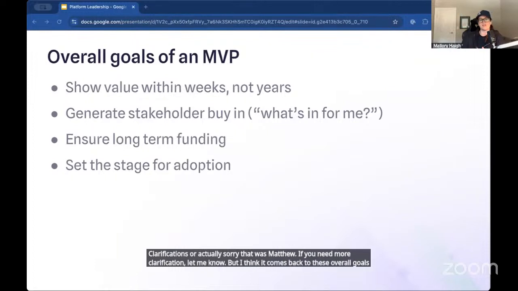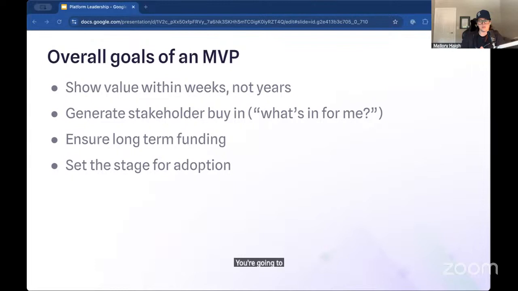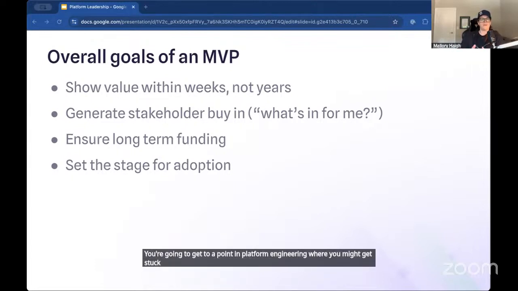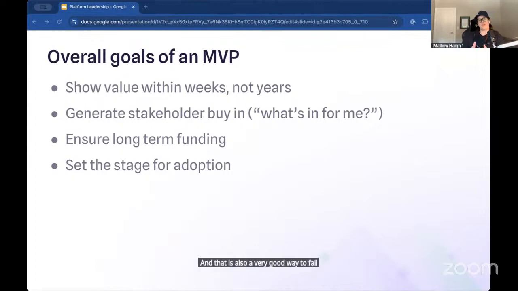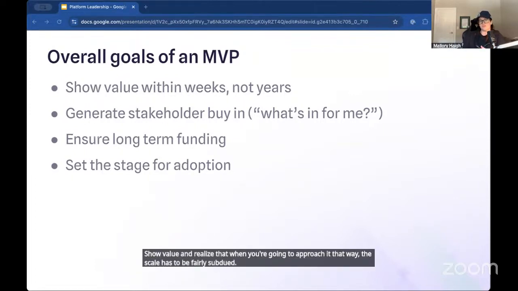So this is the idea of showing value within weeks and not years. You're going to get to a point in platform engineering where you might get stuck chasing perfection, and that is also a very good way to fail. So get there quickly, show value, and realize that when you approach it that way, the scope has to be fairly subdued.